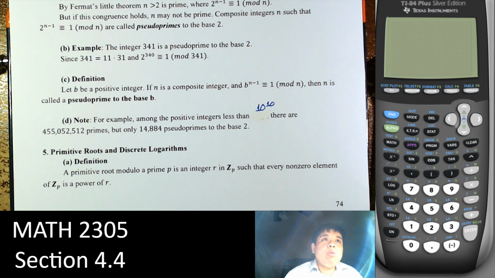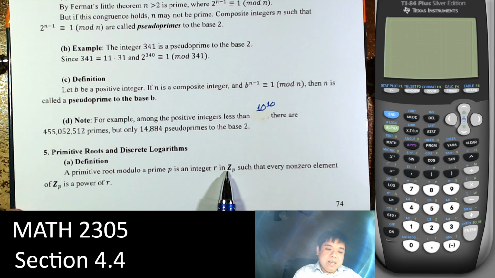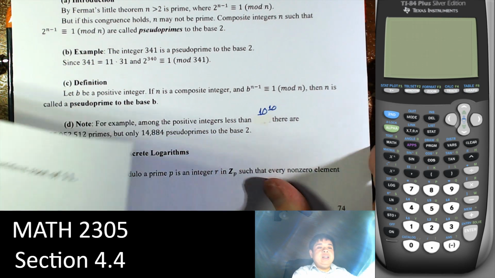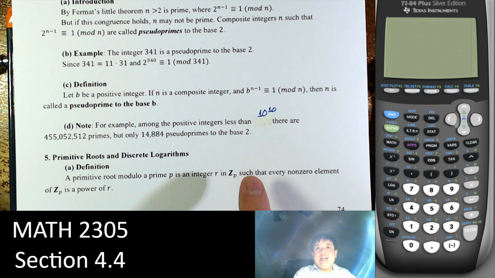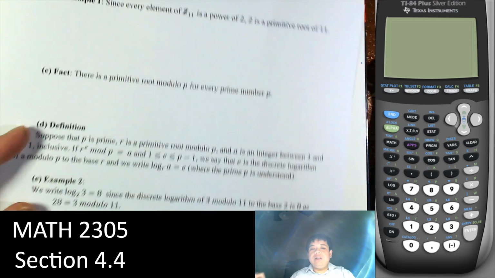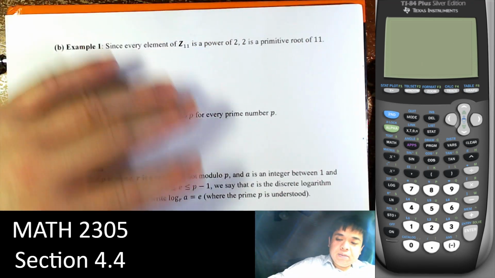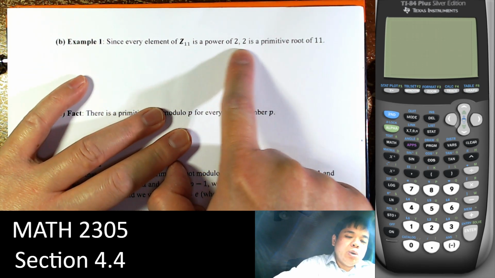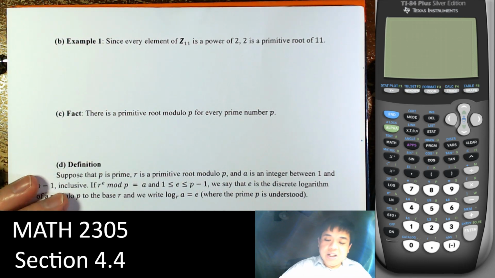Right. Next we have primitive roots and discrete logarithms. So we say that a primitive root modulo a prime p is found to be in Z sub p, such that every non-zero element of Z_p is a power of r. So anything in this set, called the group later on, can be generated by the number r itself. Right, so that's interesting. Now, since every element is a power of 2, 2 is the primitive root of 11. Alright, we need to show this fact first.